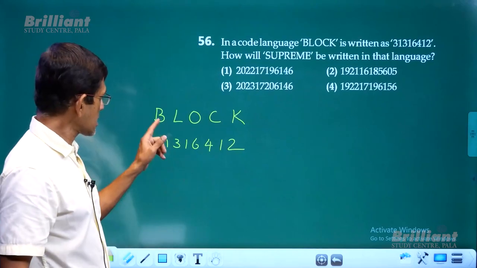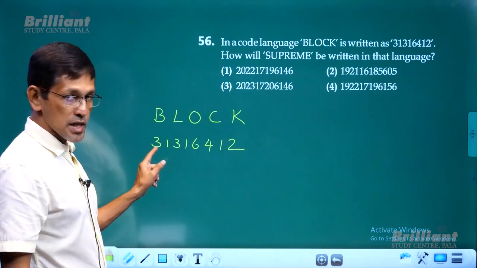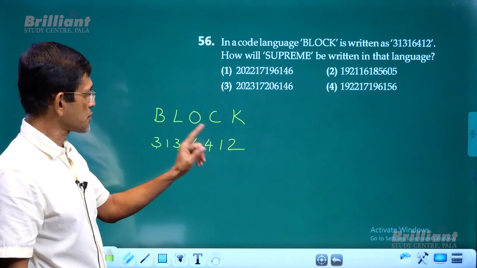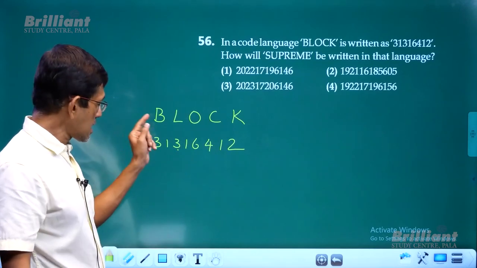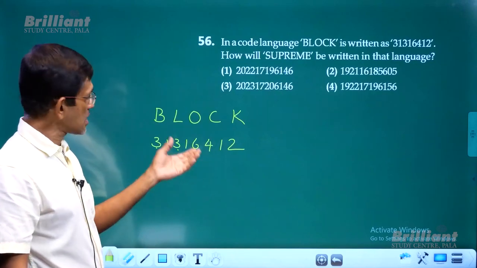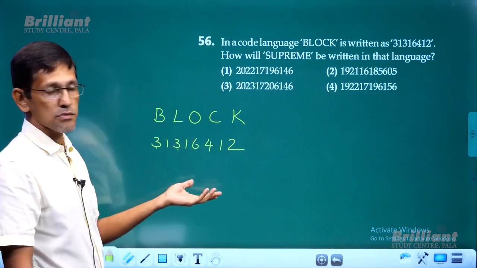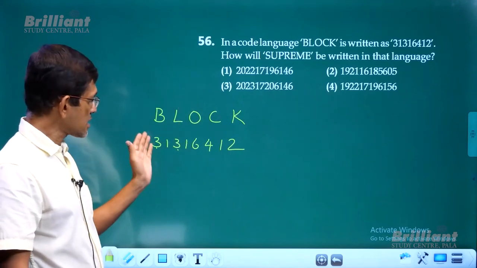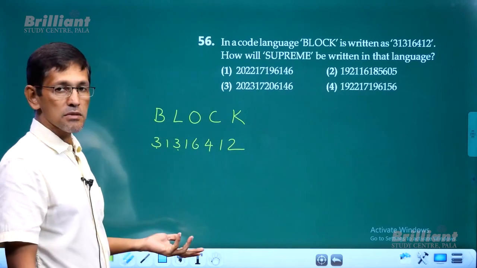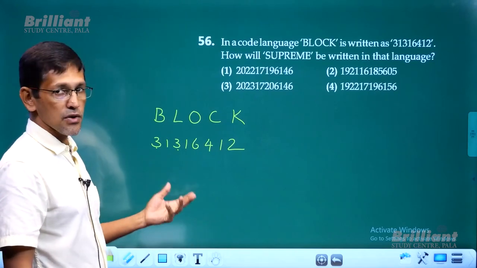Well, how many letters are here? 1, 2, 3, 4, 5, right? How many digits are here? 3 plus 3, 6. 6 plus 2, 8. If it is 5 letters and 5 numbers, then definitely we can think each letter is coded as 2 digits. But in this case, it is 5 letters and when you count the digits, it's 8. So that doesn't make any sense at all. Is there any other possibility you can think of?